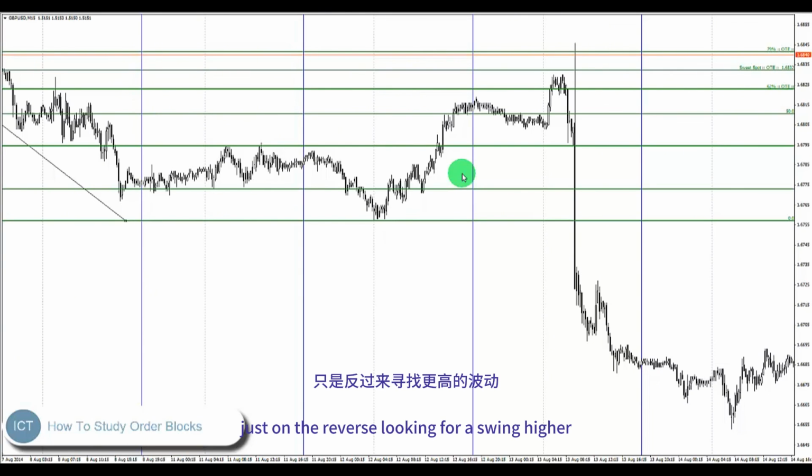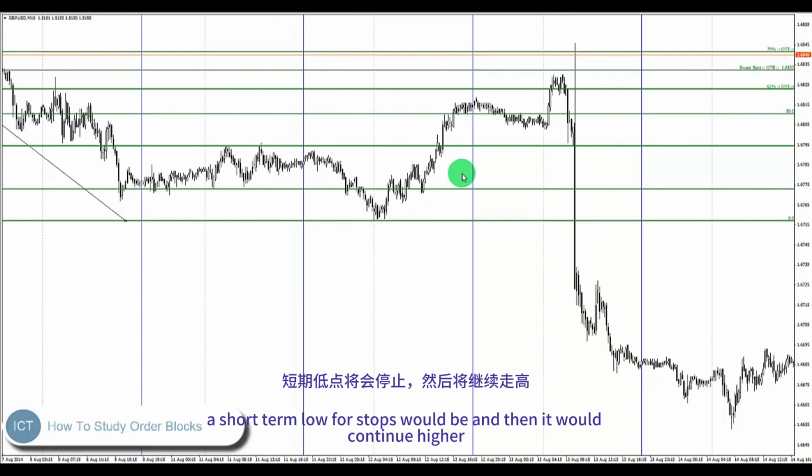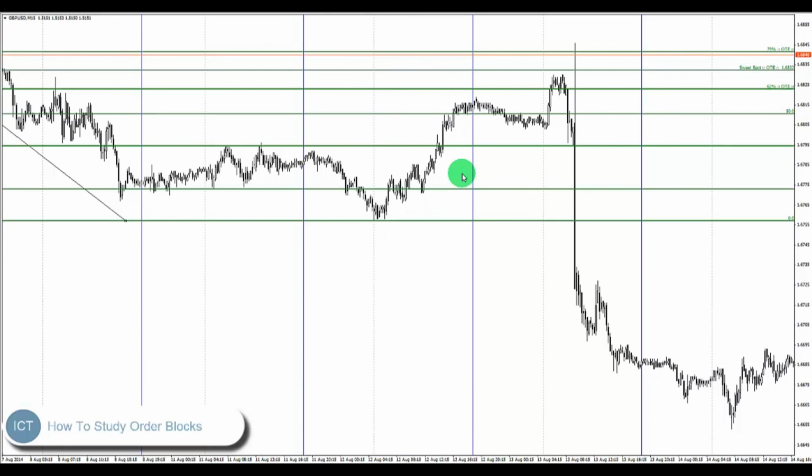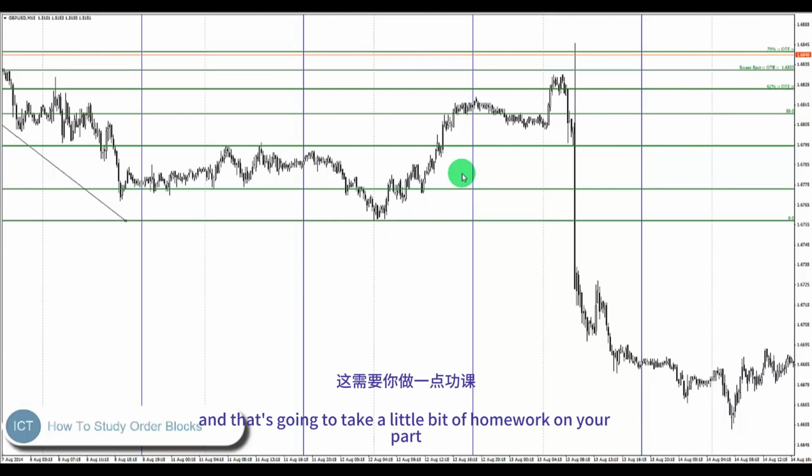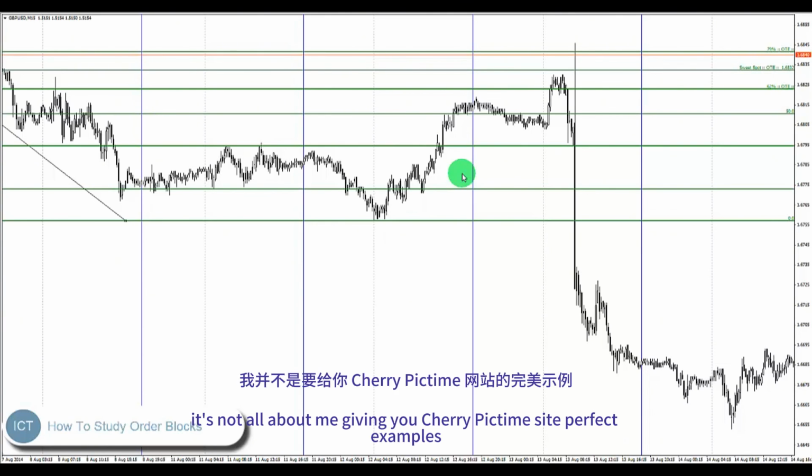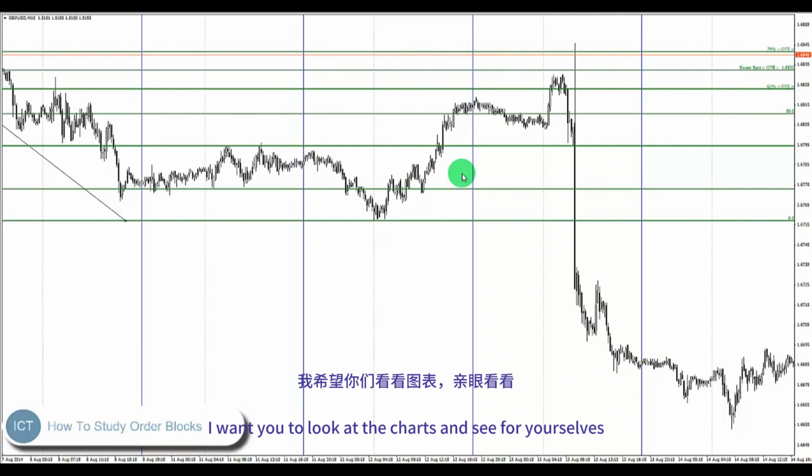You're looking for a swing higher, and when there's a low, you want to see the lows blow out a short-term low where stops would be, and then it would continue higher. So everything you're seeing here on the sell side, just reverse it for the buy side, and that's going to take a little bit of homework on your part, and that's good. It's not all about me giving you cherry-picked, hindsight-perfect examples. I want you to look at the charts and see for yourselves across numerous currency pairs.